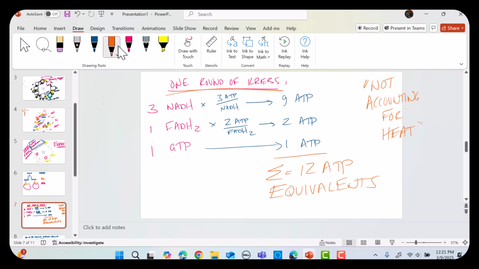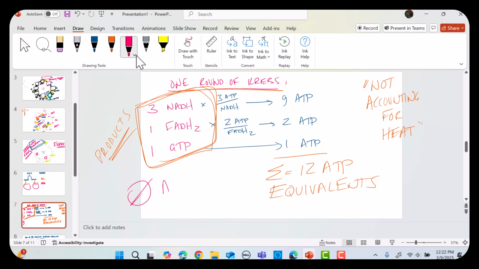So, in one round of the Krebs cycle, here's my products. No one argues. These are my products, plus my carbon dioxide, stuff like that. What that gives me is 0 ATP. How many ATP do I get? I get 0, big fat 0. Somebody might give you more information than you need for that, but you still get 0. How many ATP equivalents do I get? I get 12 equivalents per round.